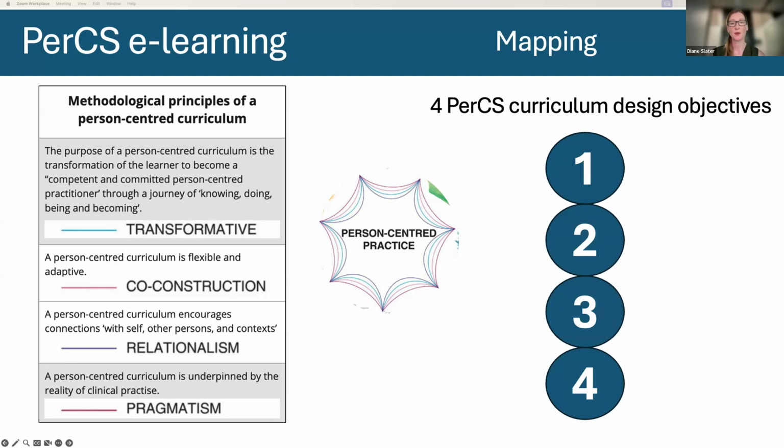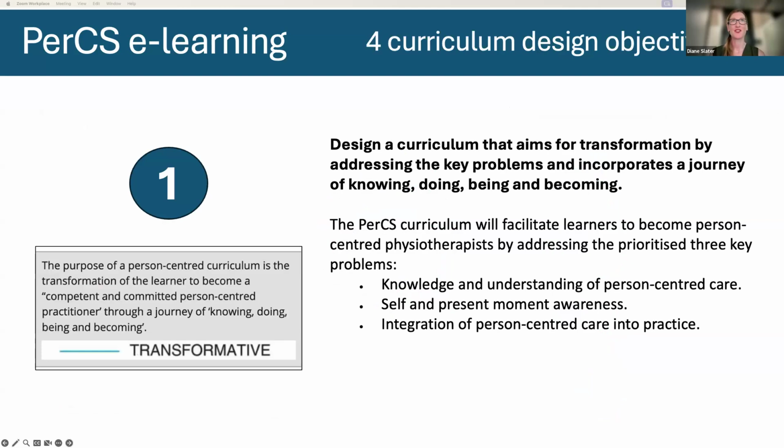And it was important to us to put some words around these design objectives which link to the underpinning philosophical dimensions, but that actually means something to us in our context. I'm going to briefly go through each of the 4 curriculum design objectives. So the first one is in line with the curriculum being transformative. So it's still very strong in our design objective, but we also wanted to include and acknowledge these key problems that we needed to address.